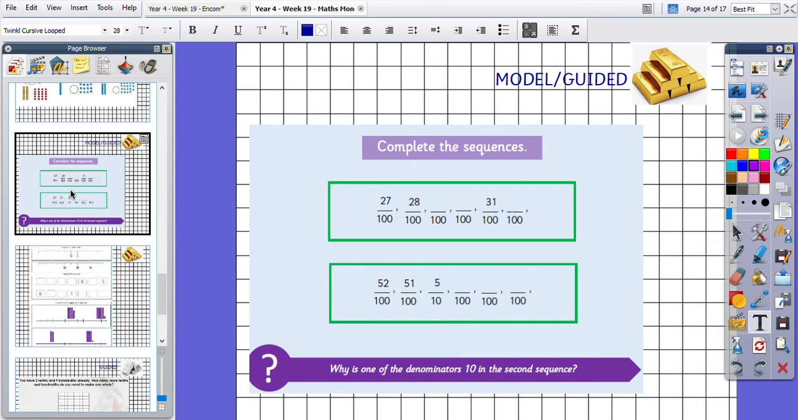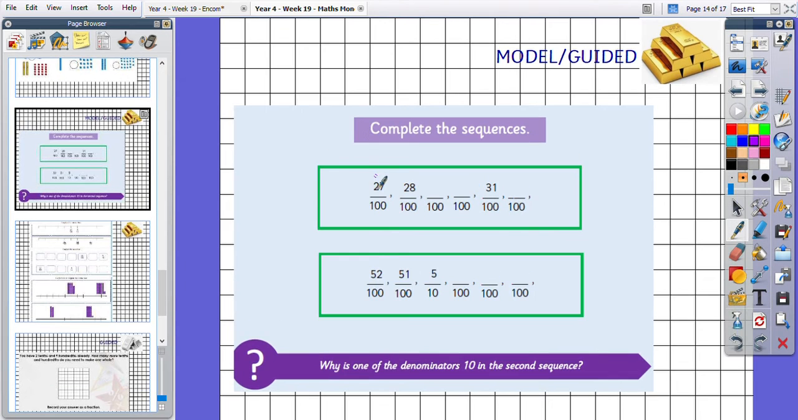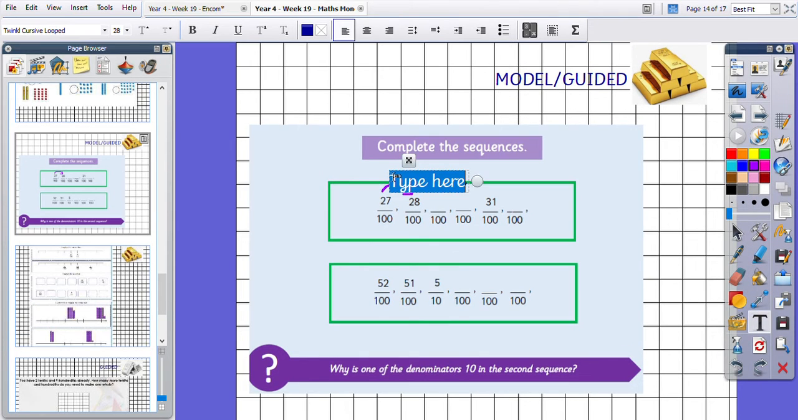Okay, moving on to gold then, we are completing sequences. Now some of these sequences may be quite simple in that they move up step by step. So we know that the difference between 27 and 28, we are adding 1 each time. So we know quite simply that we will continue to add 1/100th to finish our sequence. So we've got 27/100ths, 28/100ths, 29, 30, 31 and 32/100ths.